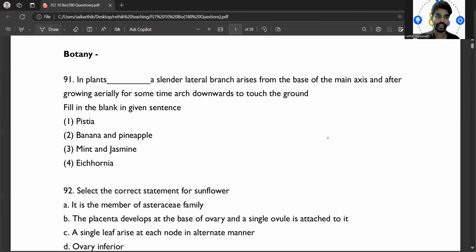In botany, in plants, a slender lateral branch arises from the base of the main axis, and after growing aerially for some time arches downward to touch the ground. So what will be the answer? It will be mint and jasmine, because in these plants a slender lateral branch arises from the main axis, and after growing aerially for some time, it gradually arches, that is grows downwards, to touch the ground.